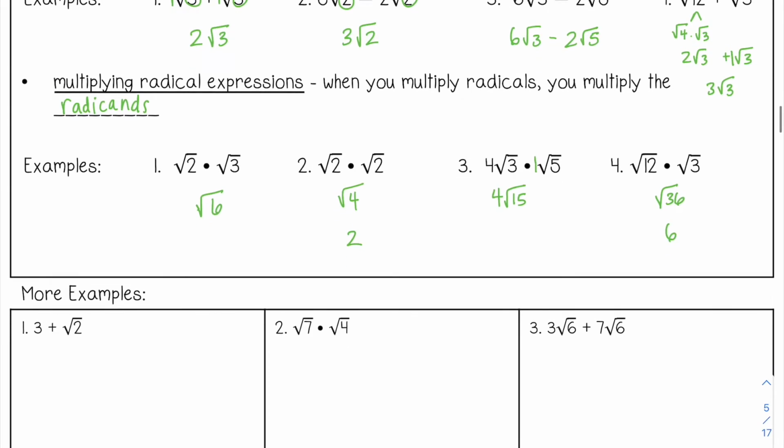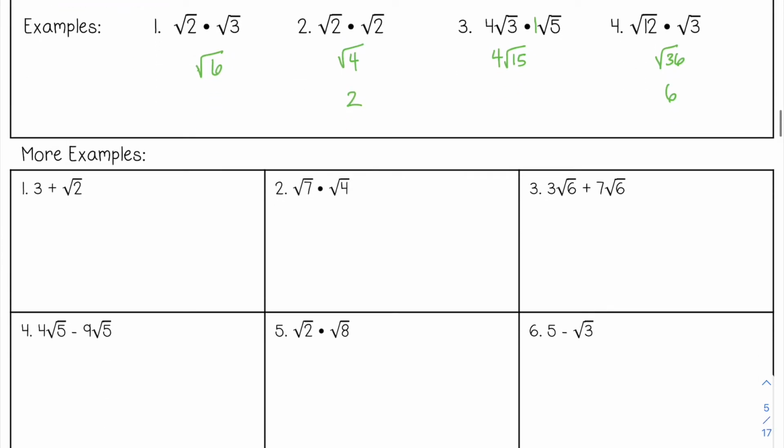Okay, let's try a few more together. So number 1, I have 3 plus the square root of 2. Now, when you have a number and you add it to a radical expression, they don't combine into one number. You actually can't combine them. Because 3 does not have a radical symbol, but the square root of 2 does, they are not like terms, so you can't simplify that any further. It's just 3 plus the square root of 2. That's all you can do with that expression.